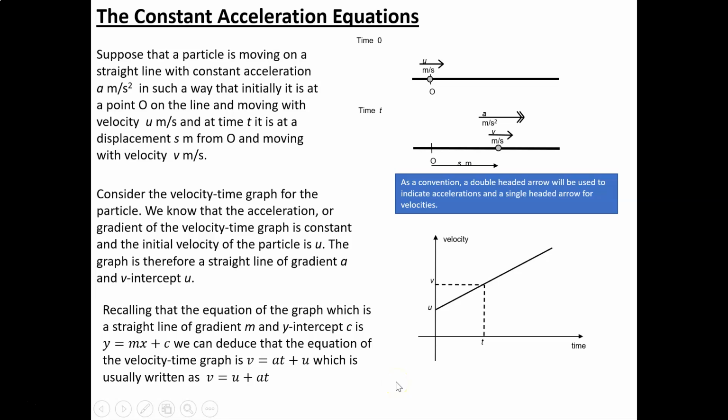So recalling that the equation of a graph which is a straight line of gradient m and y-intercept c is y equals mx plus c, we can deduce that the equation of the velocity time graph is v, which is our y, equals a, our gradient, times t, plus u, which is our v-intercept. So v equals at plus u, which is usually written as v equals u plus at. So that is our first constant acceleration equation.